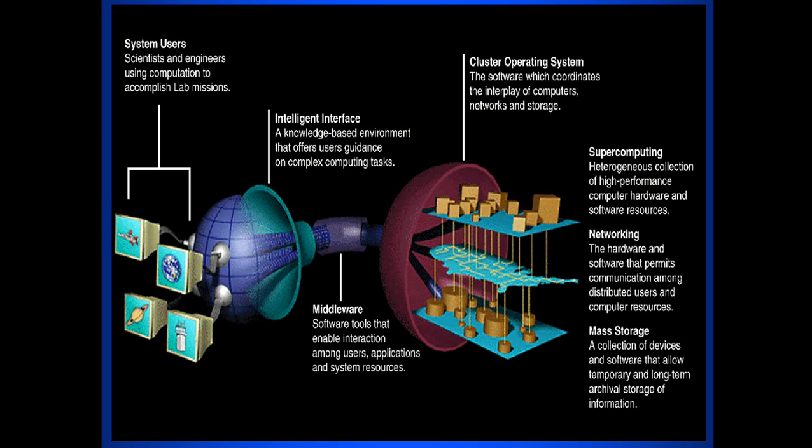This slide shows the various parts of grid computing. On the left side, you see users of the grid. Scientists and engineers are the most important users of the grid and need to use grid resources. Scientists and engineers use computation to accomplish lab missions.